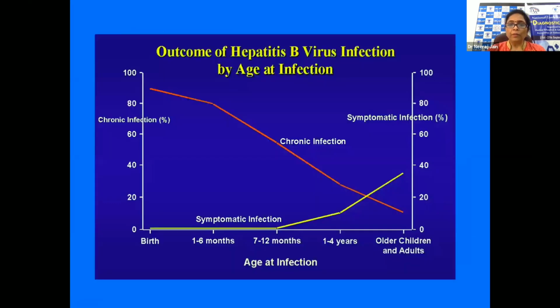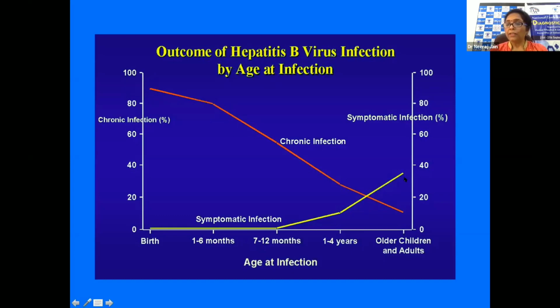So why is this important? You can see it from this graph. If the person acquires this infection at the time of birth or in the perinatal period, look at the chronicity. This side shows the chronicity, and the chronicity rate is to the tune of 90%. If a baby gets infected in utero, the chronicity rate is 90%, which means almost all these babies are going to harbor this virus during their lifetime.